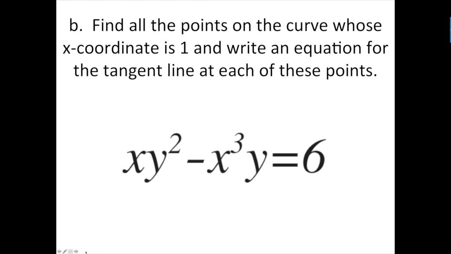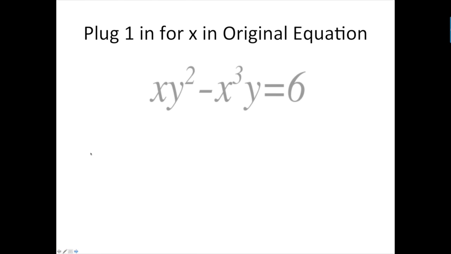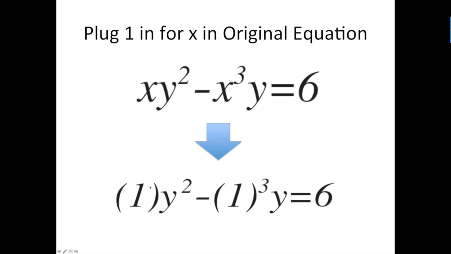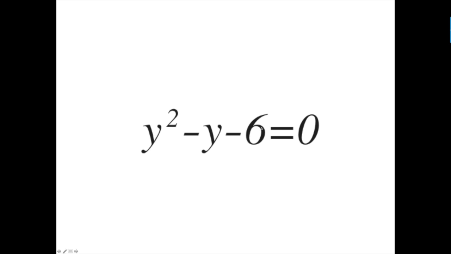So knowing that now that I have to find where on the curve the x-coordinate is 1, all I'm going to do is plug in 1 for x every time that I see an x in my equation, right? So here we go. That's really not that bad. That's just going to give me 1 times y squared minus 1 cubed times y equals 6. So here we have it written out again, just so you can see it, nice clear image.